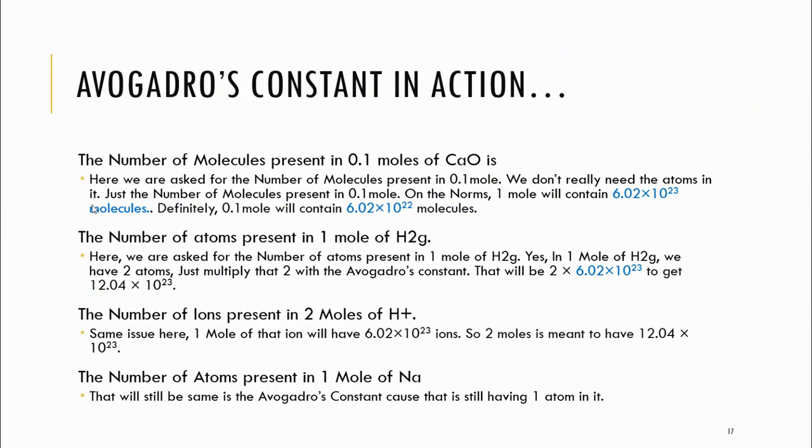So okay, let's look at some questions. The number of molecules present in 0.1 moles of CaO. Since we are looking for molecules and this is just one molecule, it will just be 0.1 times 6.02 times 10 power 23. That's the idea. The number of atoms present in 1 mole of H2. In 1 mole of H2 we have 2 atoms normally, so you multiply it by 6.02 times 10 power 23 again to get the number of individual atoms. The number of ions present in 2 moles of H plus, still the same logic.